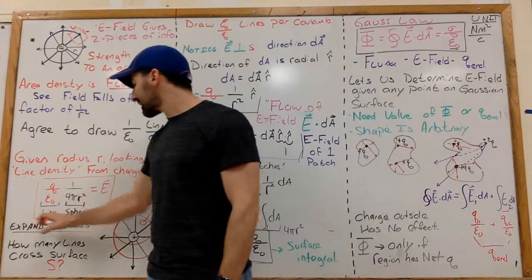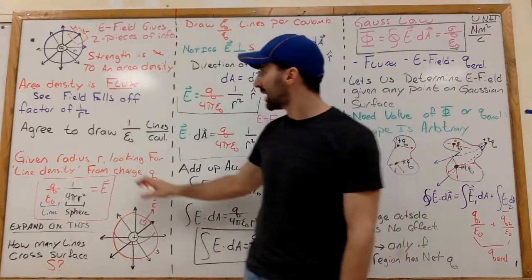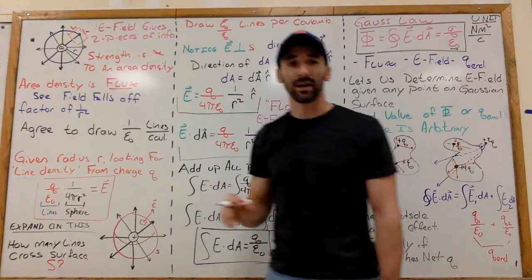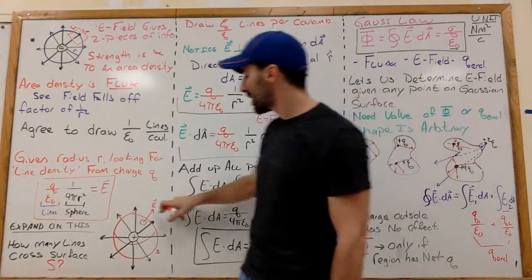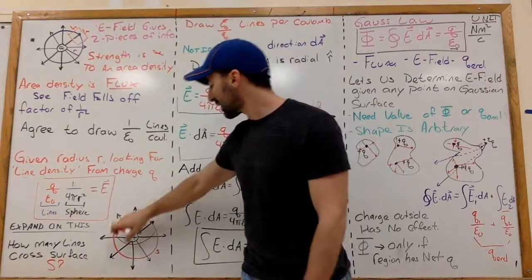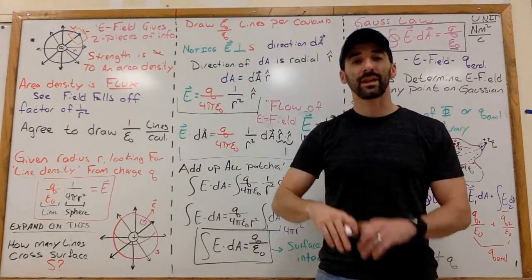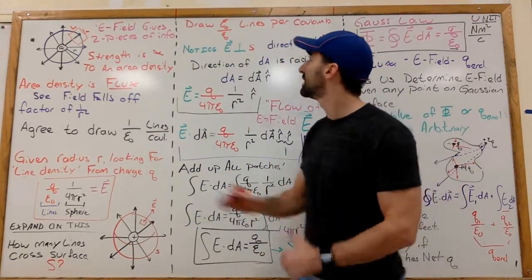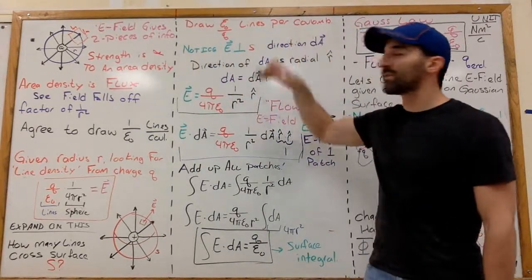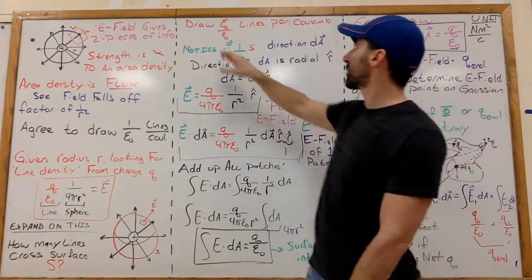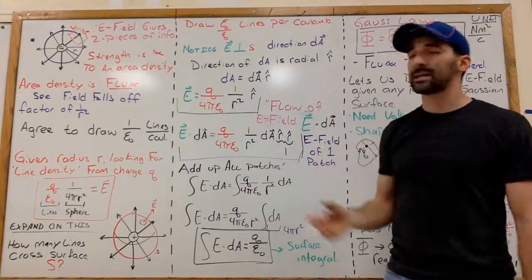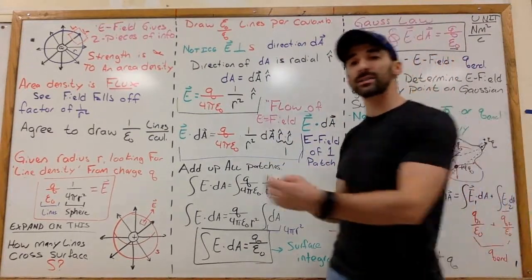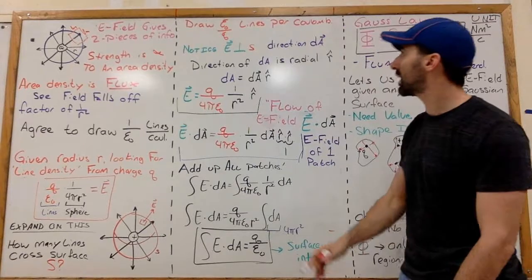And I want to expand on that because I want to know how many lines are not just going through that 1 by 1 rectangle that I drew. I want to know how many lines are going through this entire shell, that sphere that I've labeled S. Well, to do that, we've already agreed upon something. We've agreed that we're going to draw 1 over epsilon naught lines per coulomb. And now we're going to start connecting what we were talking about last time.